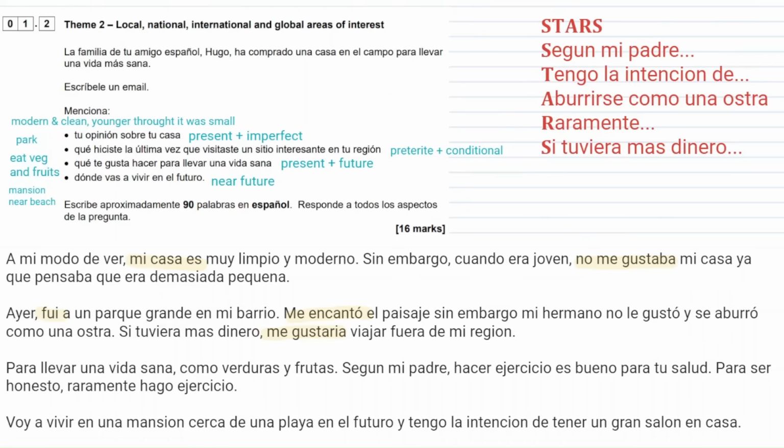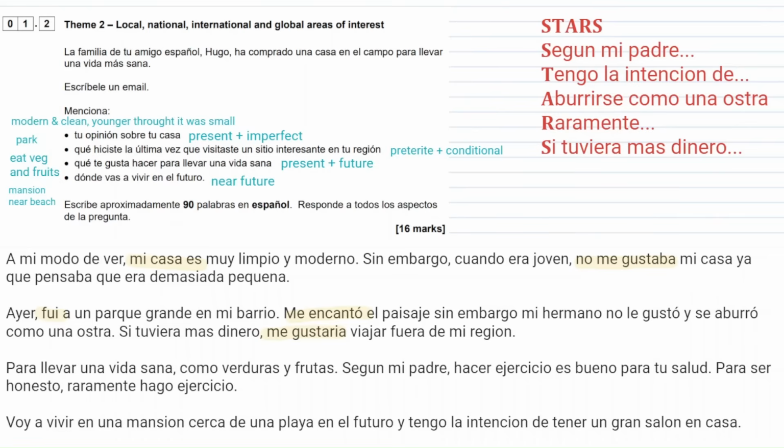So in this paragraph, I've used the present tense. I have not included the future tense, even though in my plan I said I would. But again, you can change your plan, you can change what you write, as long as overall you have a good variety of tenses, etc. So in this third paragraph, I've used one of my phrases, según mi padre, and raramente.